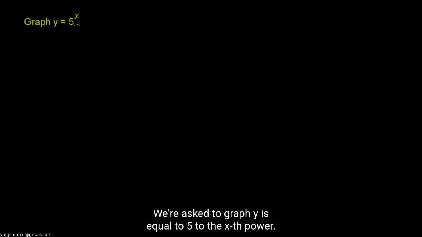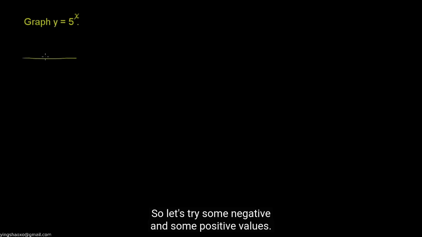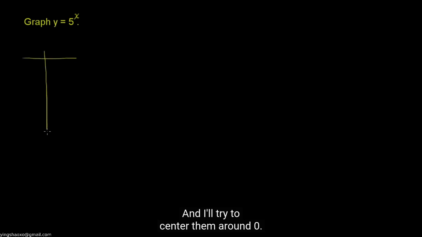We're asked to graph y is equal to 5 to the xth power. And we'll just do this the most basic way. We'll just try out some values for x and see what we get for y, and then we'll plot those coordinates. So let's try some negative and some positive values, and I'll try to center them around 0. So this will be my x values, this will be my y values.